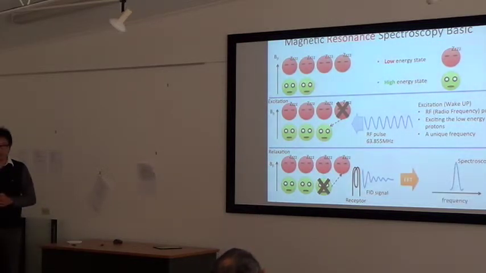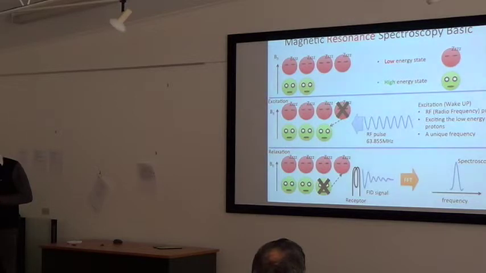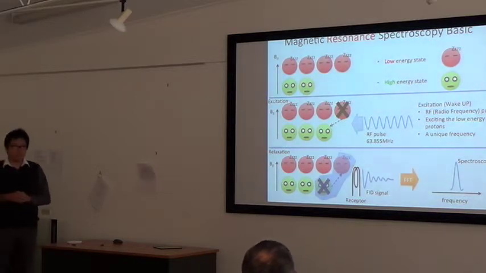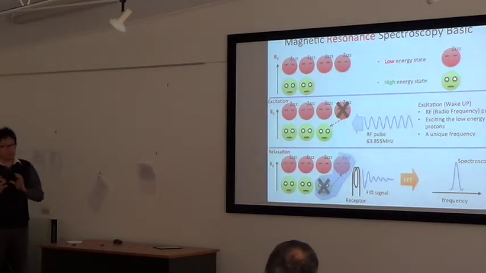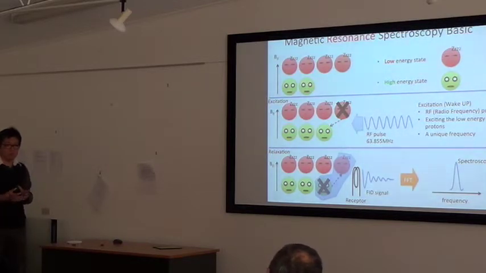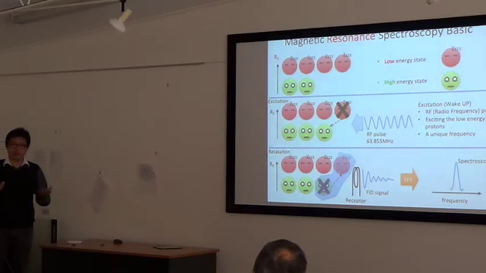And we put that in the Fourier transform, and we get a peak in the frequency domain. So we got one peak in the spectrum. And we're only interested in those people who just wake up. Why? Because only those people will have the relaxation period, and those relaxations will produce the FID signals, which are later transferred into the useful signals.